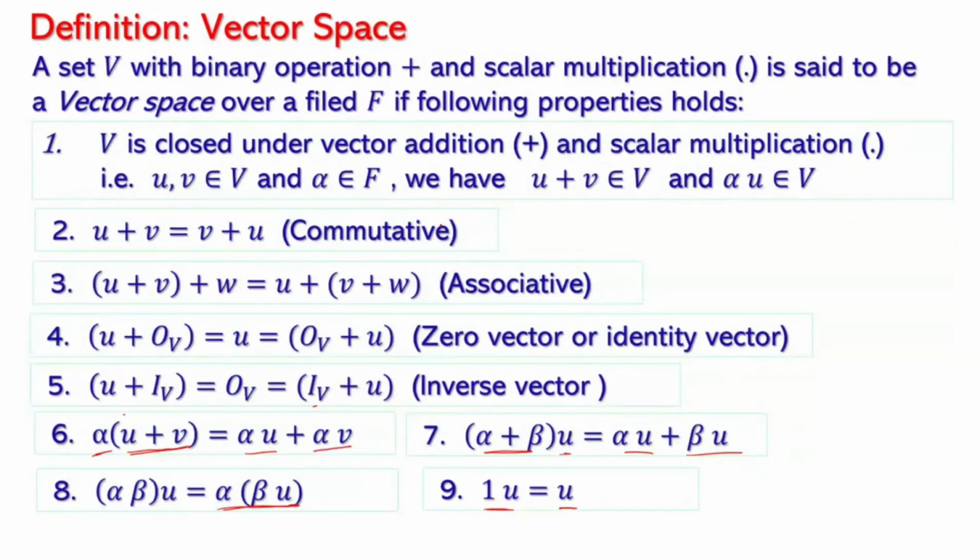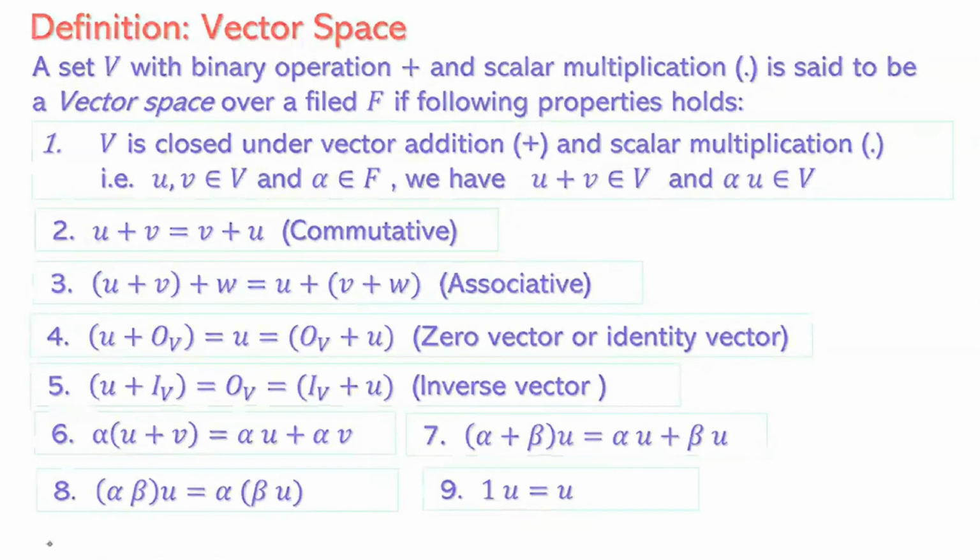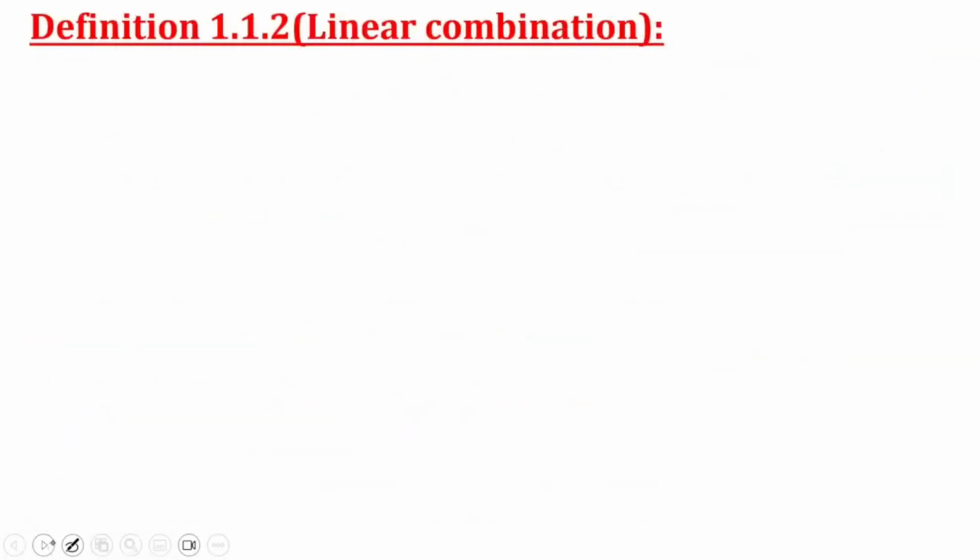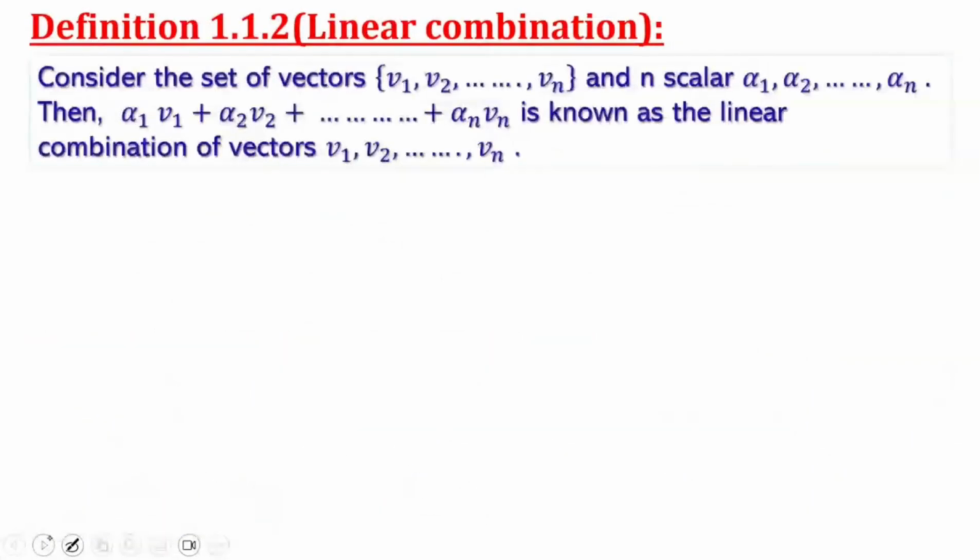So this is all: if any set with these two binary operations satisfies these 9 properties, then we call it a vector space. You have done many examples of this in linear algebra and many other courses, so we are not going into the details of the examples. We just need these definitions for this course. Similarly, we will recall a few other definitions, and the next definition is linear combination.